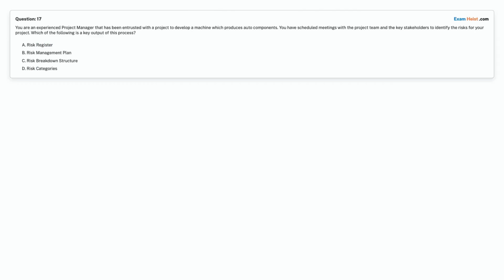Question 17. You are an experienced project manager that has been entrusted with a project to develop a machine which produces auto components. You have scheduled meetings with the project team and the key stakeholders to identify the risks for your project. Which of the following is a key output of this process? Option A. Risk register. Option B. Risk management plan. Option C. Risk breakdown structure. Option D. Risk categories. Choose the correct answer.